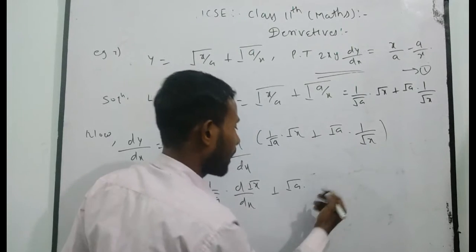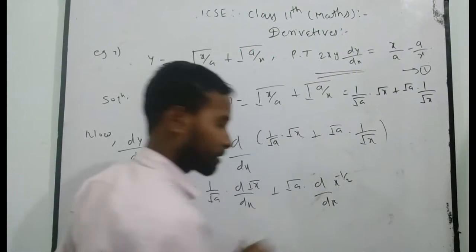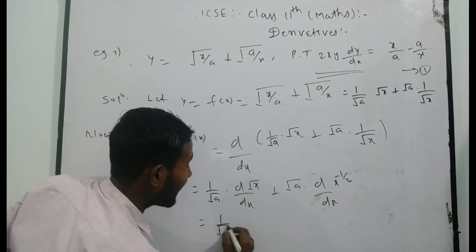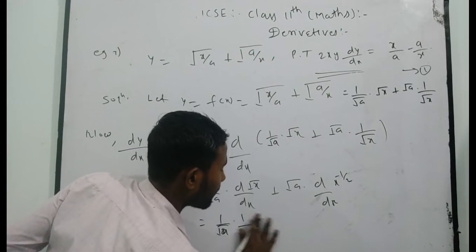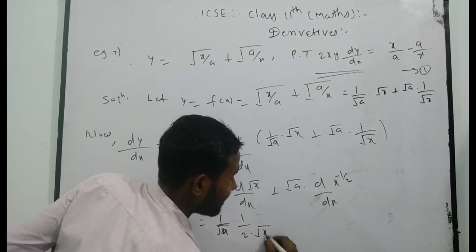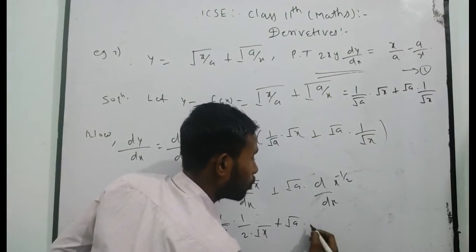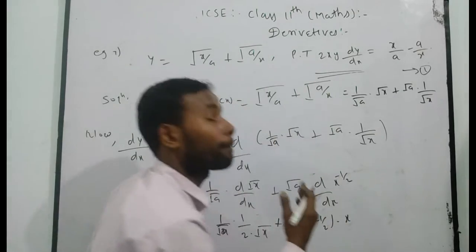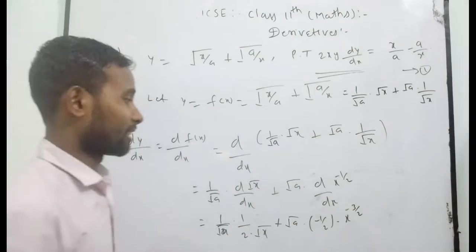If you wish, I can write directly the derivative of x to the power minus 1 upon 2 with respect to x. Now, if you differentiate, what will we get? 1 upon root a into 1 upon 2 into root under x, with root under x in the denominator. Don't take it in the numerator. Be careful here. Root a into its derivative will be minus half into x to the power minus half minus 1, which will be minus 3 by 2. Many times I have written it.